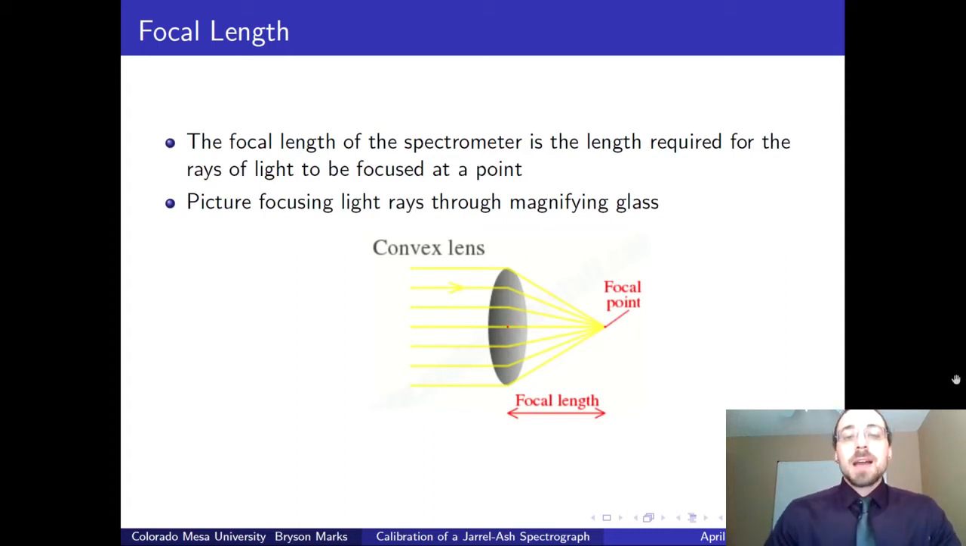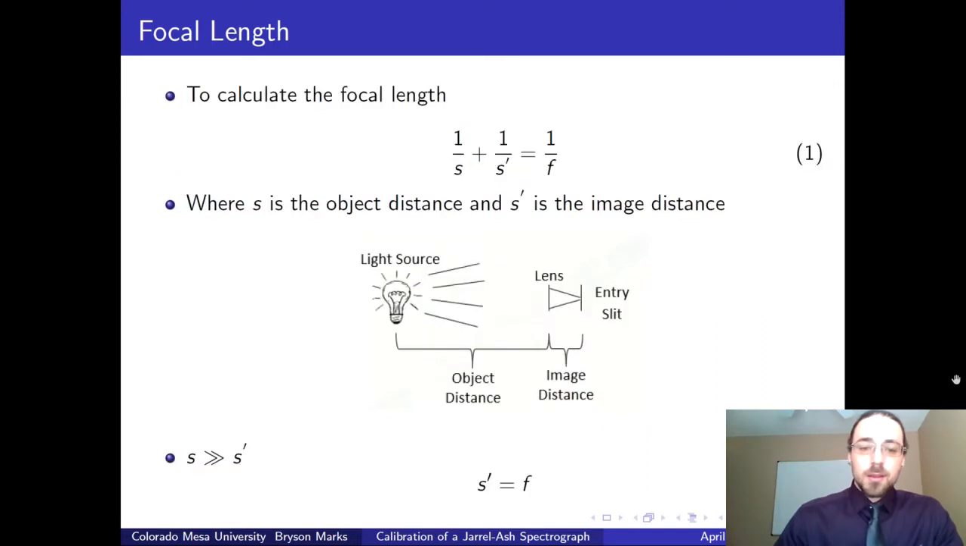point. Now, imagine focusing parallel light rays from the sun through a magnifying glass at a point. Now, due to the sun being significantly far away from the lens, we consider the focal point of the lens to be the distance between the lens and the point of focus. Now, to calculate the focal length, the following equation is used here, where we have 1/s + 1/s' = 1/f, the focal length. Now, s is the object distance, s' is the image distance.